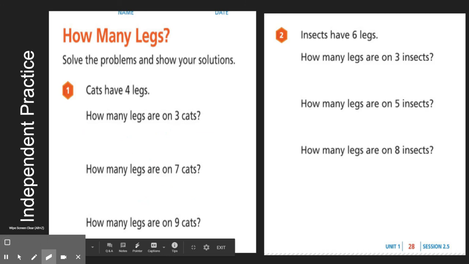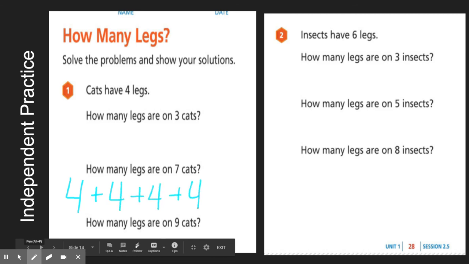Okay, so then it will keep asking how many legs are on 7 cats. The addition sentence of that would be, since we know that there's 4 legs, watch what we're going to do here. I need to add 4 together 7 times. So 4 plus 4 plus 4 plus 4 plus 4. So what do we got here? 1, 2, 3, 4, 5, plus 4 plus 4. And then you would solve your answer.